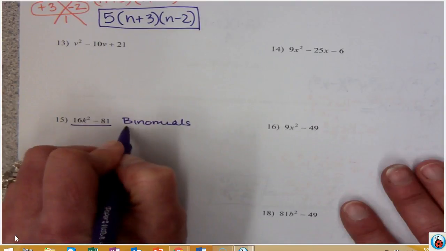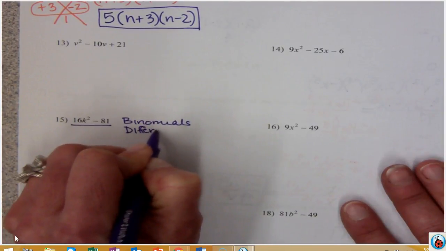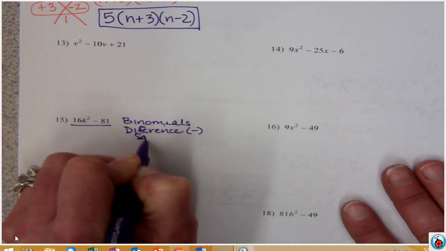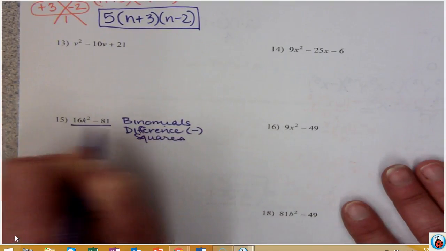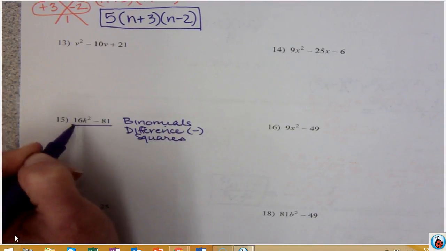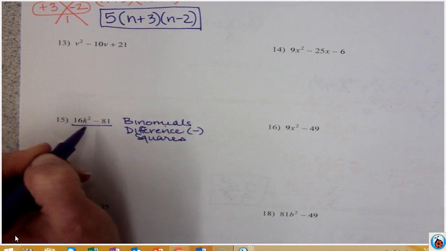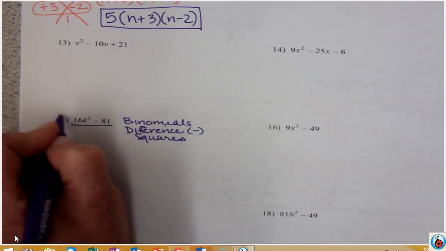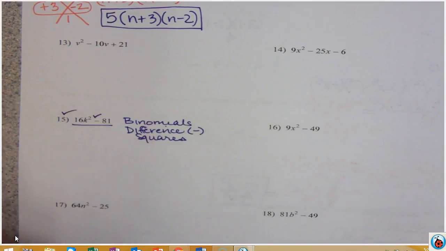So I'm looking at the difference, meaning it must be negative, of squares, which means that all the terms need to be perfect squares. The square root of 16 is 4, the square root of k squared is k, and the square root of 81 is 9. So these are all perfect squares, and there's a minus sign. So I can use the difference of squares.